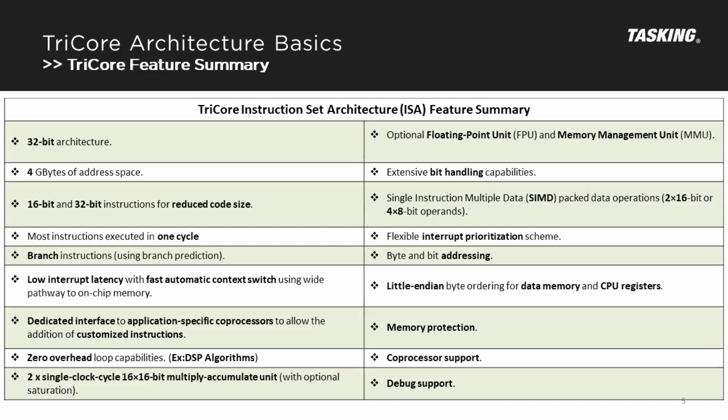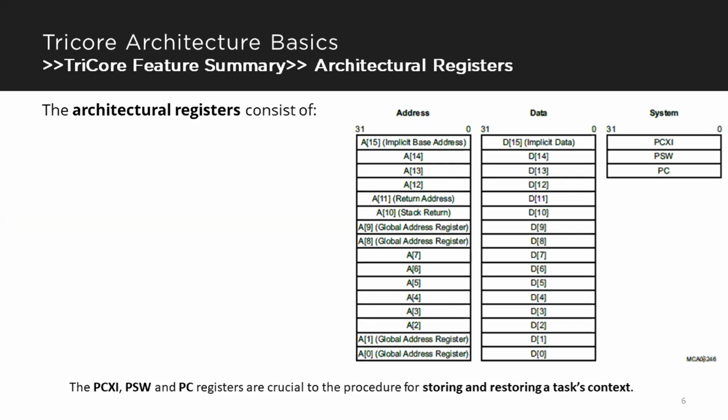In this session, we are going to discuss the different aspects of this instruction set architecture. Let's have a quick look at the architectural registers. There are address registers, data registers, and system registers. These are the 32-bit general purpose registers: if you combine the 16 address registers with the 16 data registers, you end up with 32 general purpose registers.